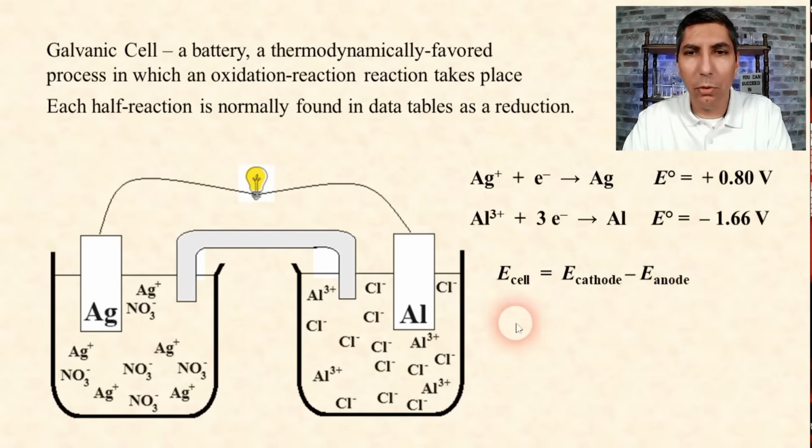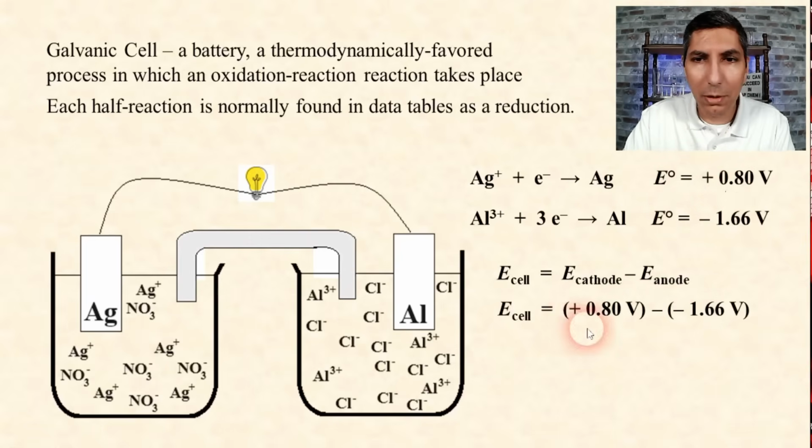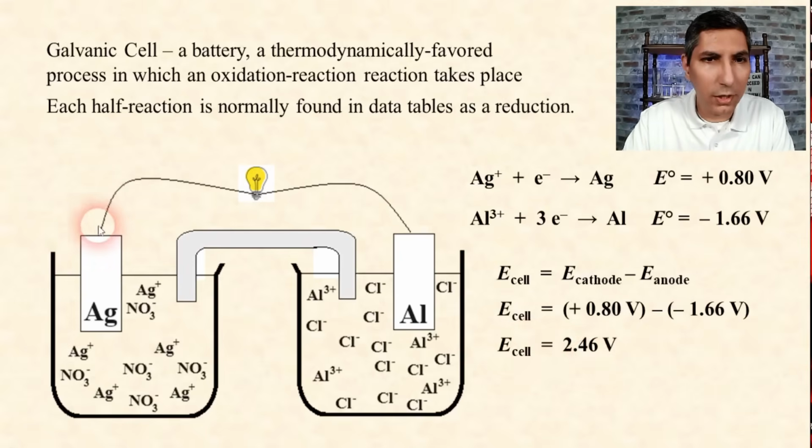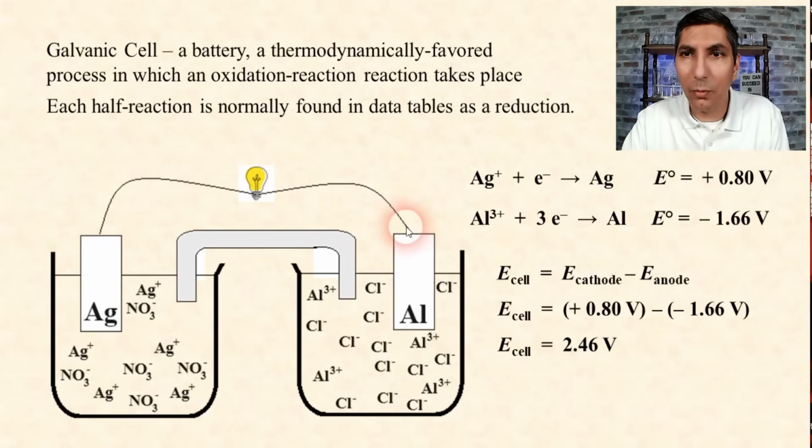And E cell, the overall cell potential or voltage, has to be positive, which means we have to arrange these two numbers in the equation in such a way that we get a positive number. And the only way to do that is to arrange it like this, with the plus 0.80 in the cathode position and the negative 1.66 in the anode position. So when you calculate this, you find that the E cell is 2.46 volts. So that's the voltage that's going through this wire here, as long as we're at standard conditions, which is 1 mole per liter and 25 degrees Celsius and all that.